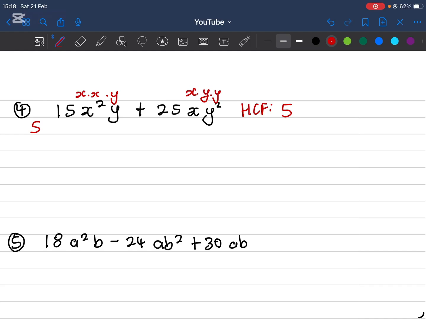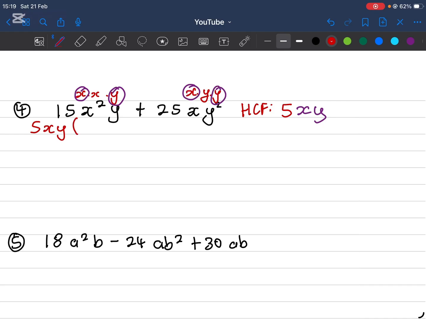Now with our highest common factor, we also need to include variables. So in this case, we're trying to look for common stuff that we can put into our HCF. We have an x that's common in both, so we're going to put an x here. We have a y that's common in both, so we're going to put a y here. And that makes our highest common factor 5xy. Okay, so there's only one x that's common in both and one y that's common in both, right?